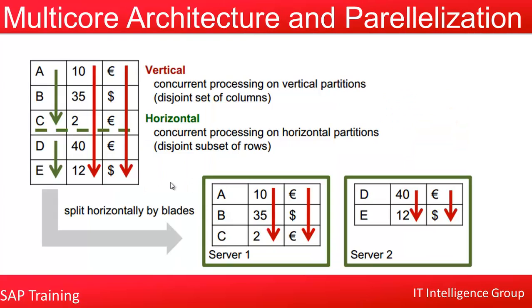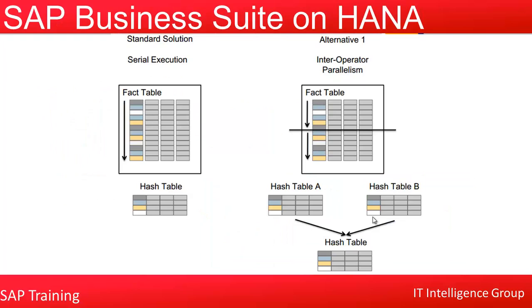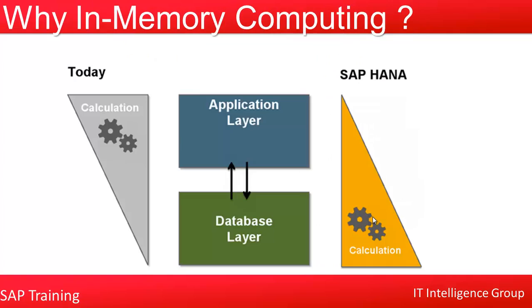Okay, then here it's about the multi-core architecture and parallelization. Okay, so as you can see, for example, this is your data. Okay, so you can see this ABC has gone into this, DE has gone into this server, and the cores from these two servers are leveraged and they are running in parallel. So this is about the parallelism.